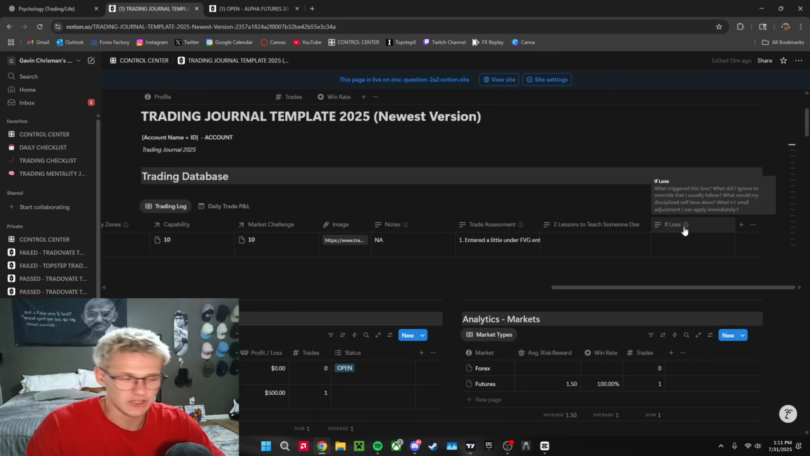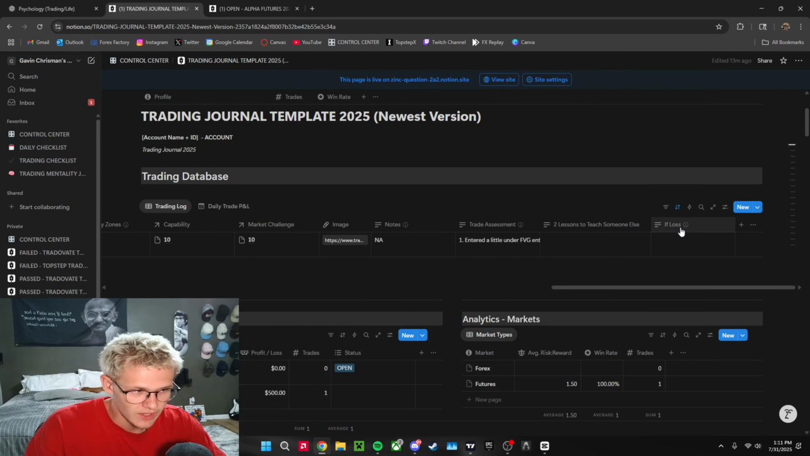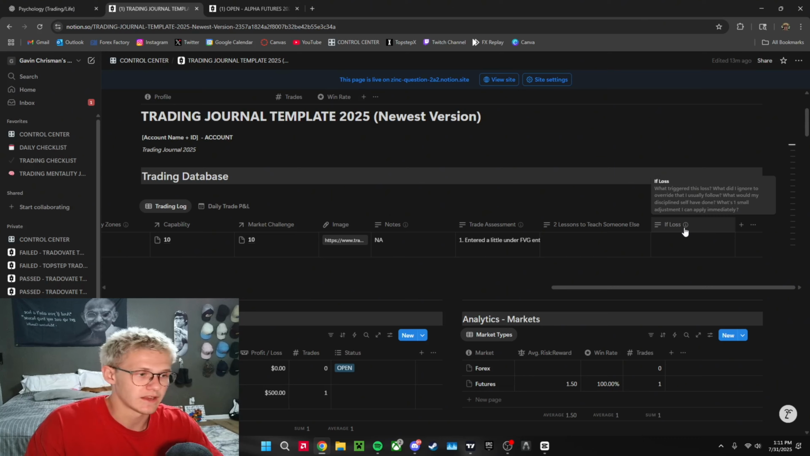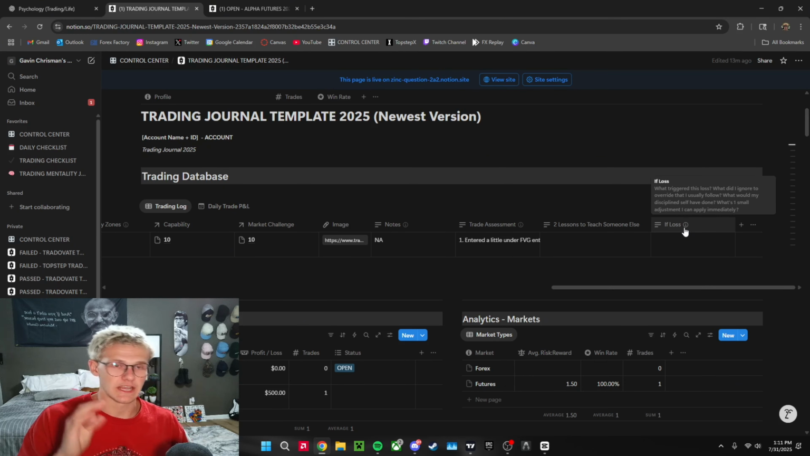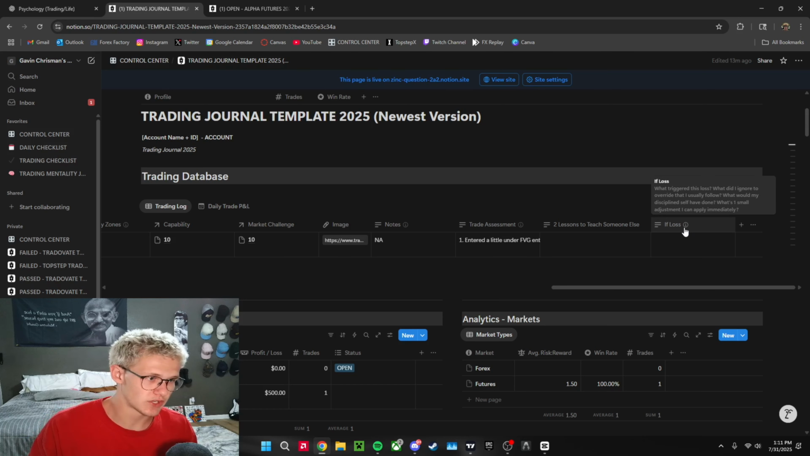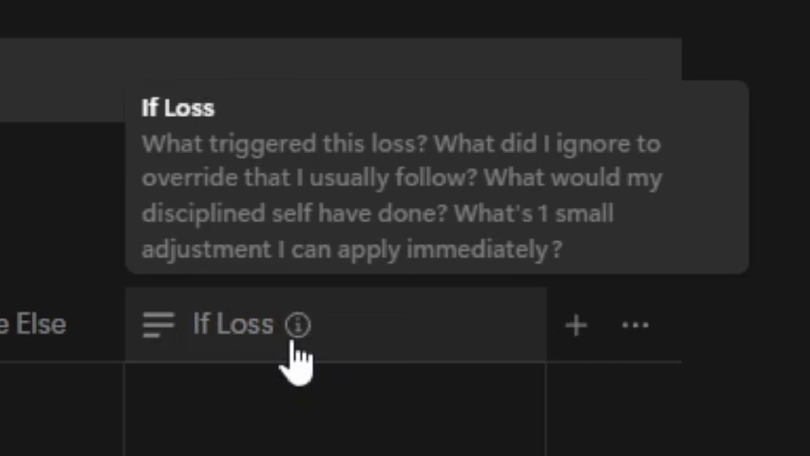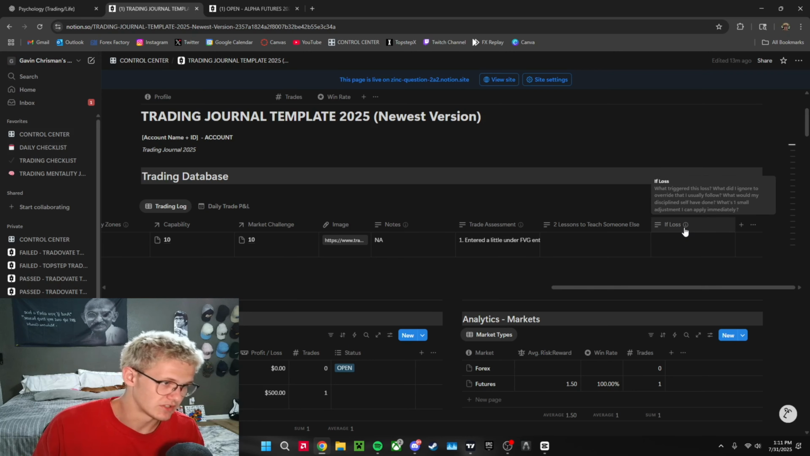And then the final section is going to be if you lost. So there's another information section here. Keep in mind, if you win your trade, you don't need to fill this out. But if you lose your trade, it's going to ask a series of questions that really dig deep into why you lost the trade. What triggered this loss? What did I override that I usually follow? What would my disciplined self have done? What's one small adjustment I can apply immediately? These are 4 simple questions that will significantly improve your trading over time.